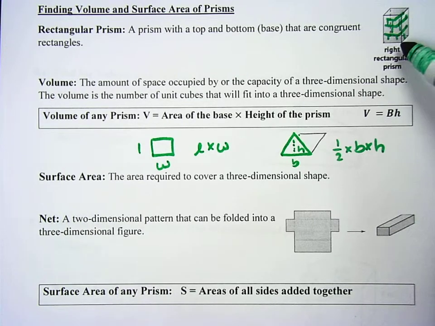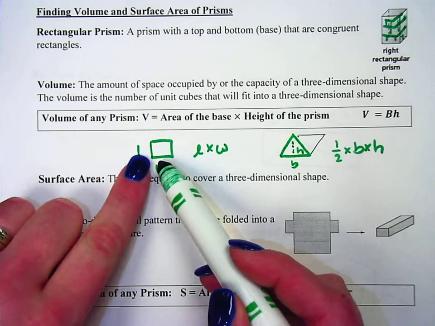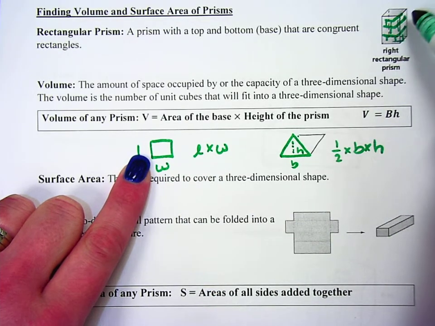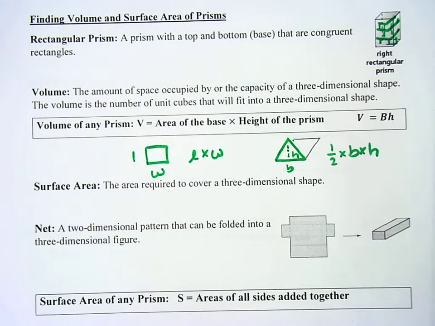So if I have a rectangular prism, let's say I had 2 blocks by 3 blocks, I would have 6 of them, and then I could take that times how many high to tell me how many total would fit inside my box.